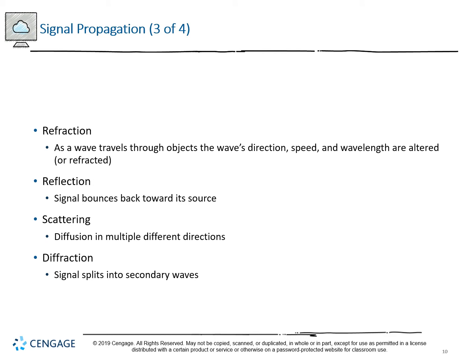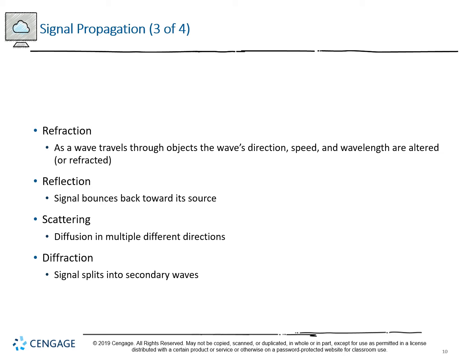Refraction. This is where a wave travels through objects and alters the speed, direction, and or wavelength. So refraction you can think of when you stick your hand into a pool or a pond or some other body of water. You notice that your hand looks almost disconnected from your arm because the angle of incidence that the light passes through changes the angle at which your eyes are perceiving your hand versus perceiving your arm. Same thing happens with the digital or wireless signal.